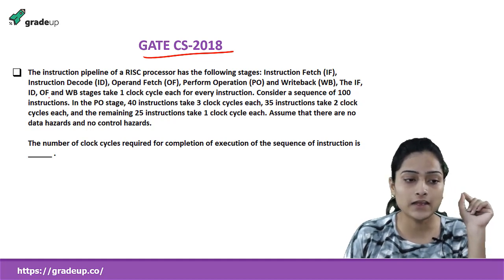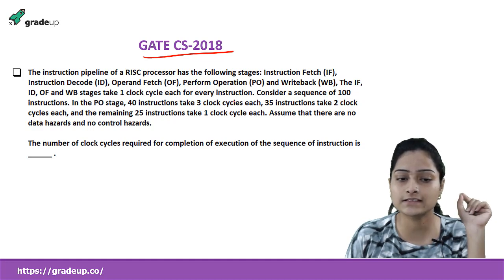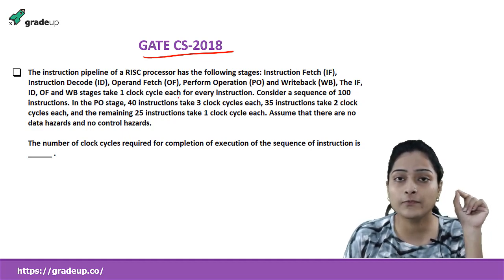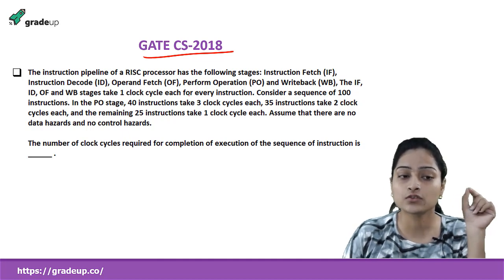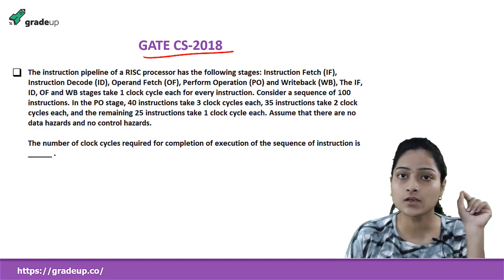The IF, ID, OF and WB stages take 1 clock cycle for each and every instruction. That is, these stages will take only 1 clock cycle for processing the instruction. Guys, I have told you that we might have a non-uniform stage pipeline delay. That is, we can have a pipeline where the delay of each and every stage is not uniform. So this is the case of such a pipeline.